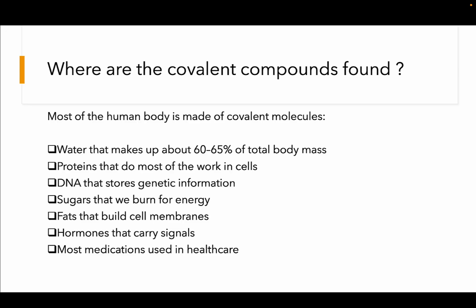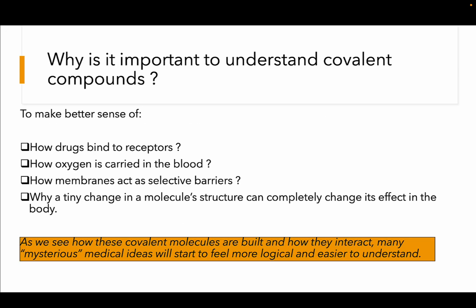This is what forms molecules, and most of the human body is made up of covalent molecules. The water that makes up most of our mass is covalent. Proteins, DNA, virtually all the macromolecules we look at, with some exception, will be much, much more covalent than ionic. And most medications, drugs, this is a really important class of compounds to know. And so, how do drugs bind to receptors? How is oxygen carried? All of these questions are not really answered just by looking at ionic alone.